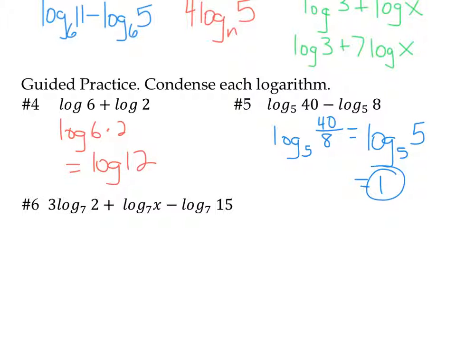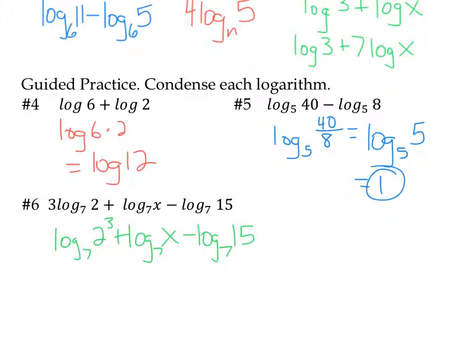And then our next one, we have a couple different things going on here. So first, we see the 3 here in front multiplying. We can write that as an exponent of the 2. So let's do that first. So I'm going to write this as log base 7 of 2 to the 3rd power plus log base 7 of x minus log base 7 of 15.